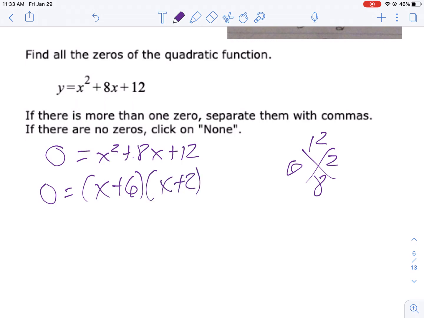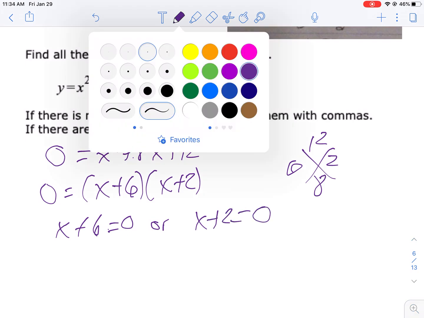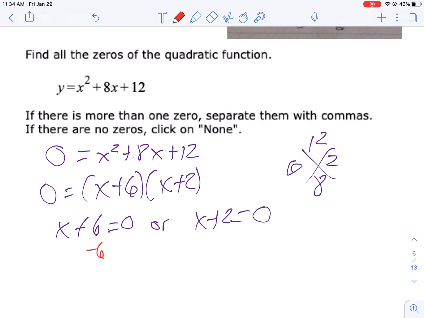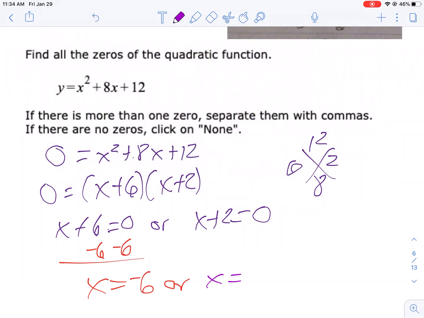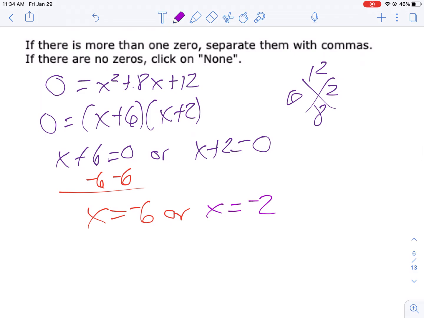Now we use our zero product property. We're going to say x plus 6 equals 0 or x plus 2 equals 0. We subtract 6 from both sides, so x equals negative 6. You probably could have done that in your head. Or, what number do you add to 2 to get 0? Well, you get negative 2. And since on Alex, they're going to have you write with a comma, x equals negative 6, comma, negative 2, because you have two answers.